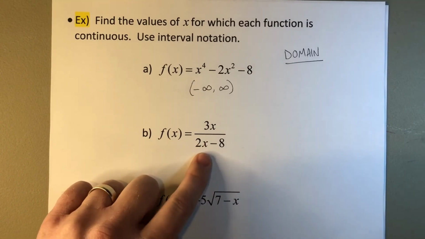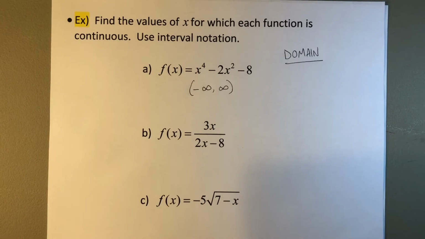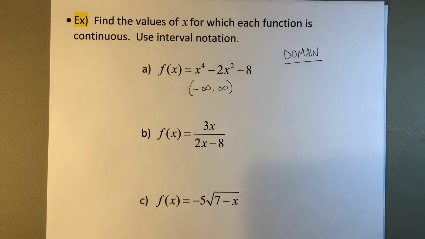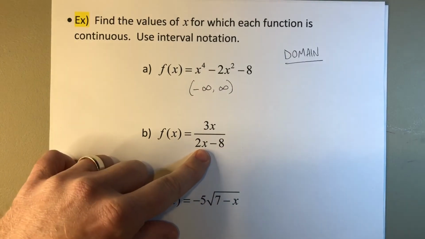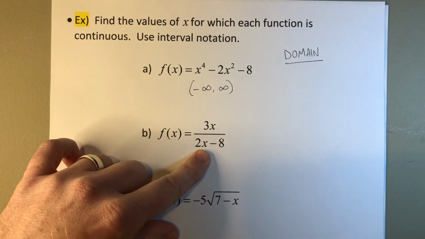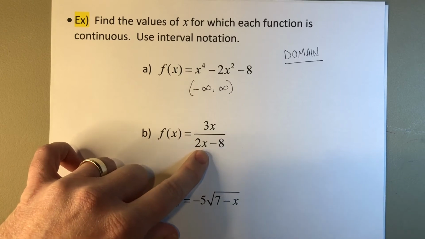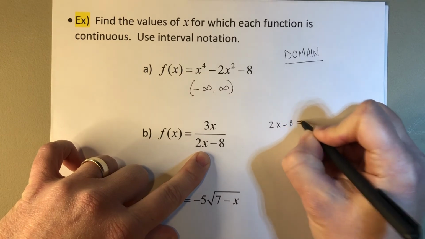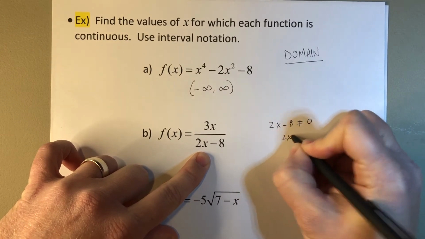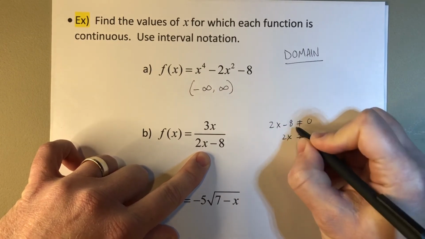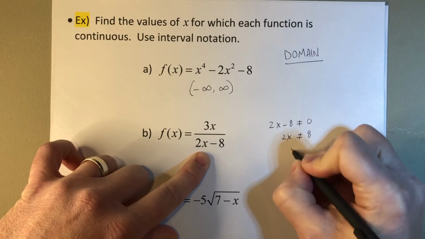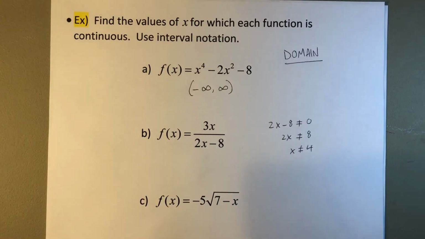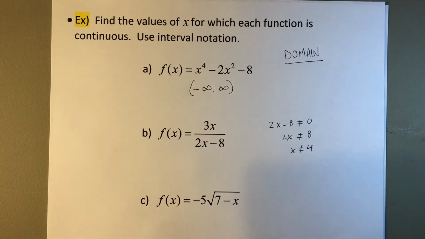Letter B. Again, we're actually stating when the function is continuous, which is the same as determining the domain of the function. Do we have a variable or variables occurring in the denominator? Yes, we do in this case, right? So all you have to do is let the denominator be not equal to 0, and then solve for x. So we add 8 to both sides, we divide both sides by 2, and we get x cannot be equal to 4, right? If x is 4, it's undefined.